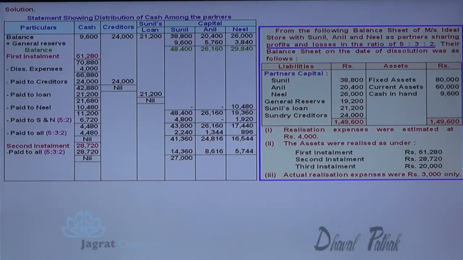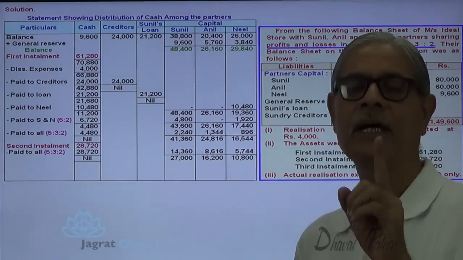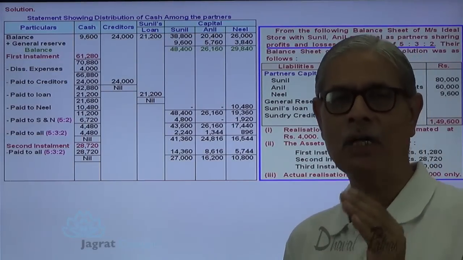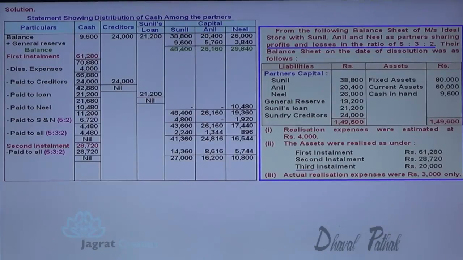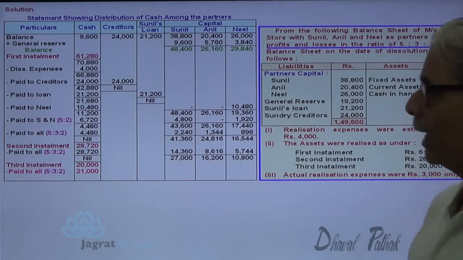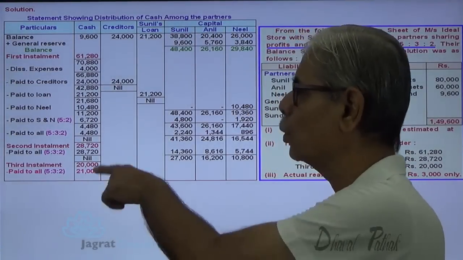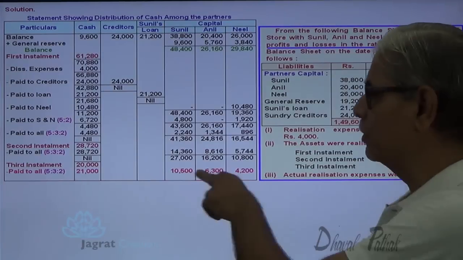Now the last installment is to be paid. As I told you, the last installment is 20,000. But I hold 1,000 left after making payment of dissolution expenses. That is now available for distribution. That will be added to this 20,000 and 21,000 gets distributed. So though the installment is 20,000, the distribution will be made for 21,000, as I told you, because 1,000 cash surplus was left after payment of dissolution expenses. So 21,000 is distributed in the profit sharing ratio. So this is how distribution takes place.